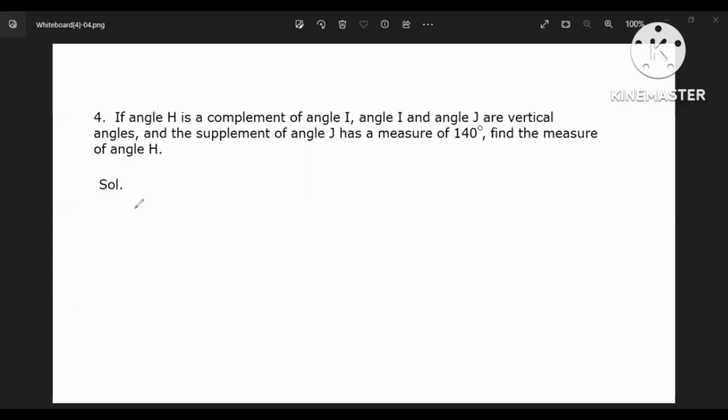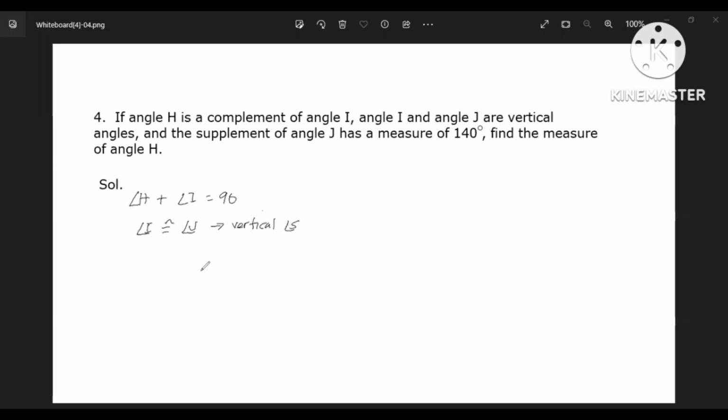Okay, let's proceed to number 4. If angle H is complement of angle I, and angle I and angle J are vertical angles, and the supplement of angle J has a measure of 140 degrees, find the measure of angle H. So since angle H and angle I are complementary, then angle H plus angle I is equal to 90. Now, it is also given that angle I and angle J are vertical angles. So, angle I is congruent to angle J. Why? Because all vertical angles are congruent.